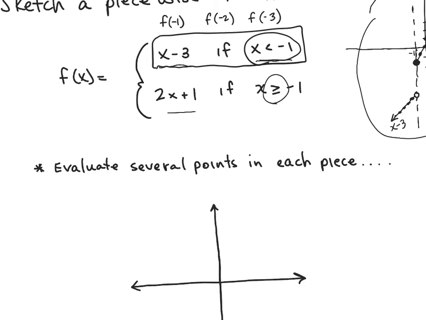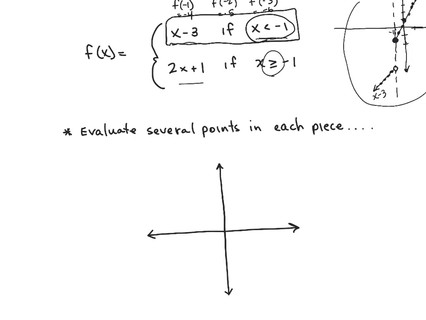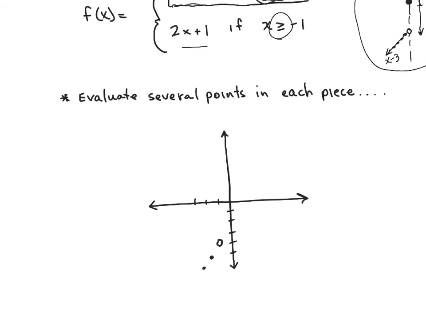So f of -1 would be right here if I plugged in -1. -1 minus 3 is -4. If I plugged in a -2, I would get -5. If I plugged in a -3, I would get -6. So that gives me a couple of points to plot: -1, comma, -4. But remember, -1 doesn't really exist in this piece because x has to be strictly less than -1, so that's where we would place the open circle. And then we'd have -2, comma, -5, and then -3, comma, -6. So that gives me the direction for that piece.